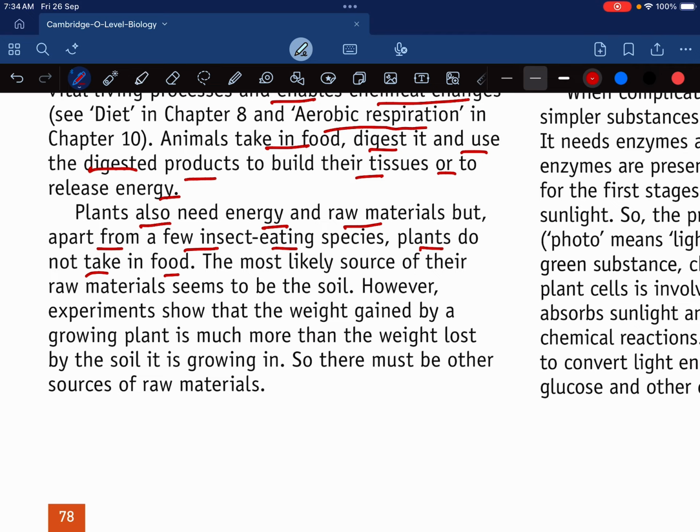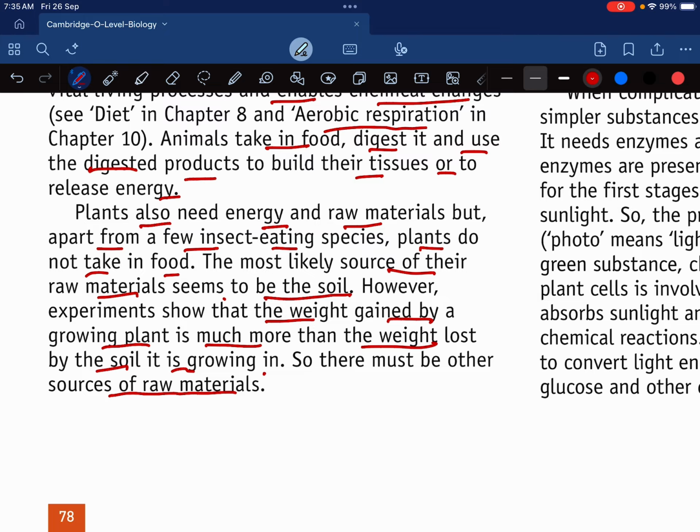What plants usually do is, the most likely source of their raw materials seems to be the soil. However, experiments show that the weight gained by a growing plant is much more than the weight lost by the soil it is growing in. So there must be other sources of raw materials. So basically what they're saying is that when we saw the plant's growth, the mass increase should be equivalent to the decrease in the mass of the soil, because it's getting the nutrients and everything from the soil. But that's not true. It's gaining much more weight than has been lost from the soil.